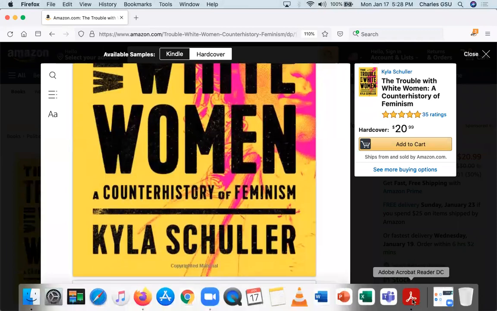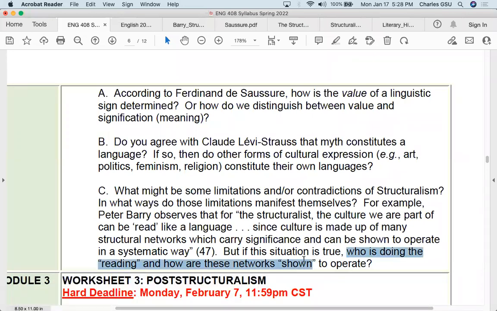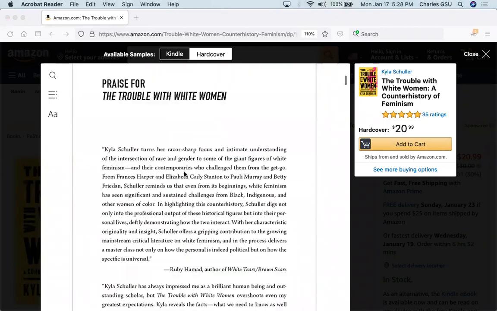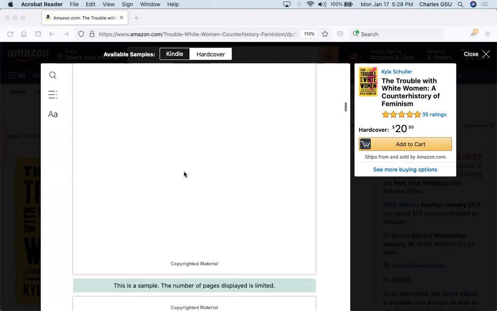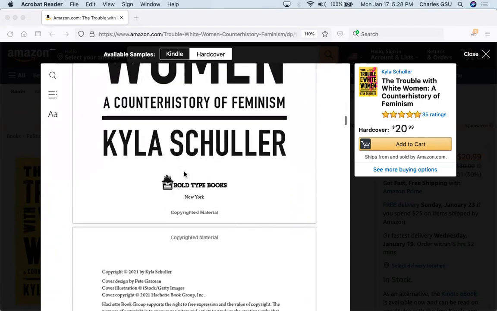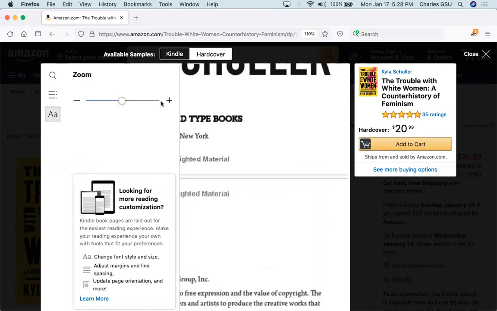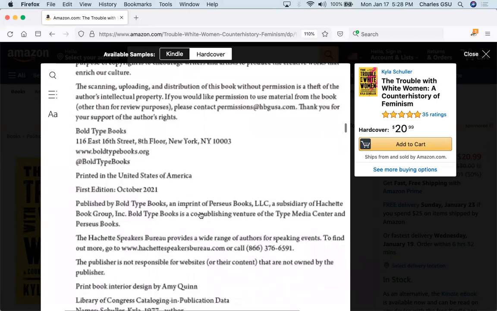So if you're thinking about that question, who is doing the reading and how are these structural networks in culture being maintained, shown and operated? This book, published last year, is taking a stab at the problem with feminism as being a kind of bastion of white women's privilege, which is kind of important to think about. So in the introduction here, you see last year, I think, October 2021.